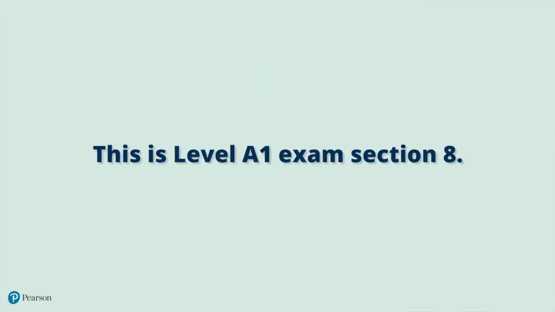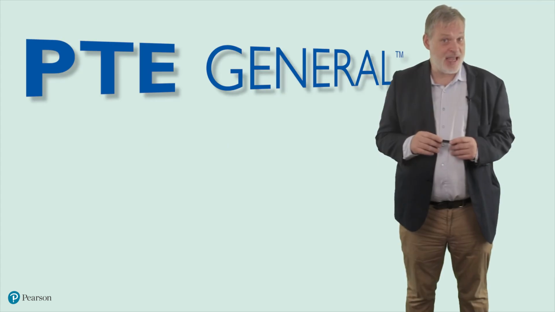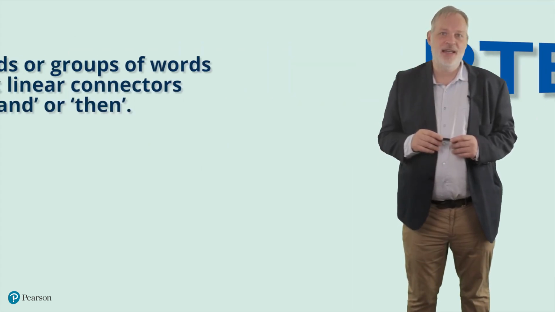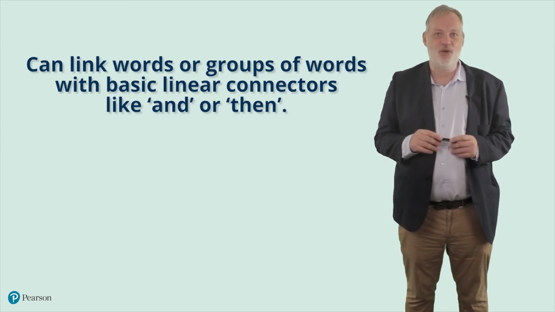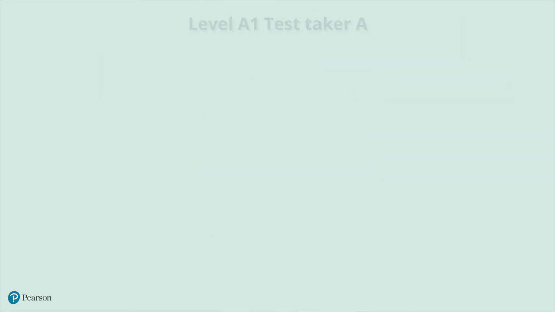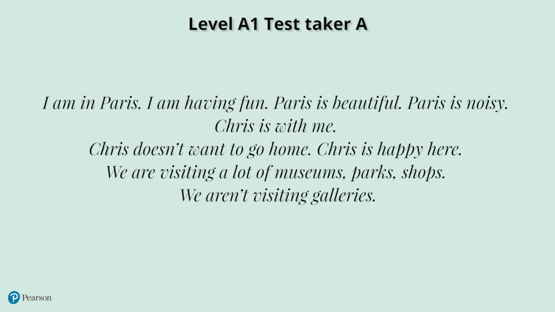To show how the analytic criteria work, let's look at the postcard we have already discussed. This is level A1, exam section 8. The coherence descriptor for level A1 reads as follows: can link words or groups of words with basic linear connectors like and or then. Let's analyze 5 different test takers. Level A1, test taker A. This is 1 point for coherence. The text is below the level of the descriptor. The test taker didn't show that they can use basic connectors because there are no connectors at all.